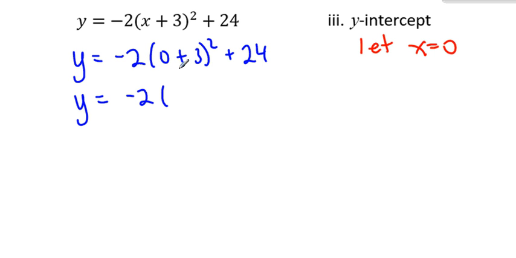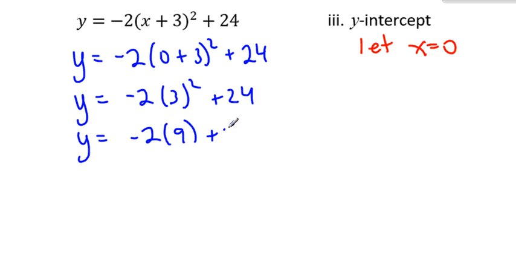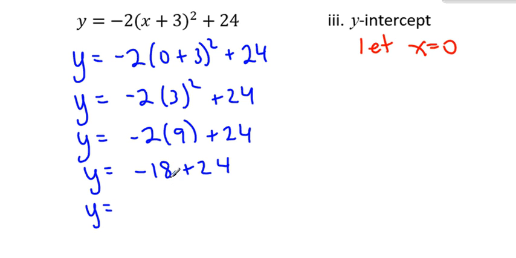So 0 plus 3, do the bracket first, is 3. And then I have an exponent to do. So 3 squared is 9. There's multiplication, -2 times 9. And then finally, the addition, -18 plus 24 is 6.